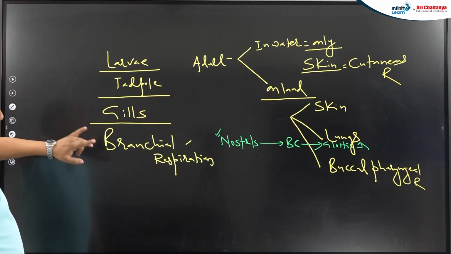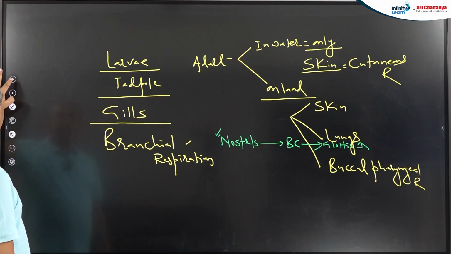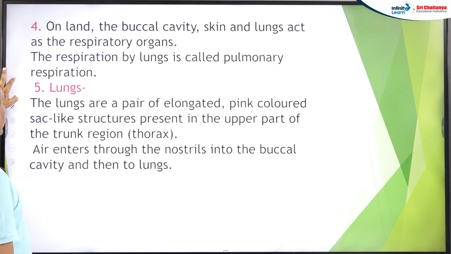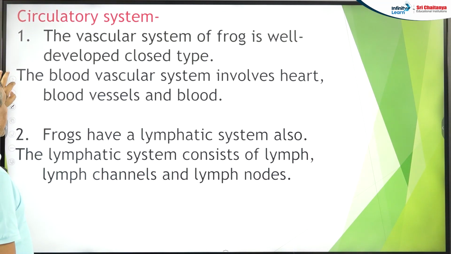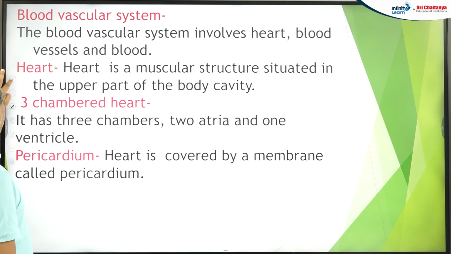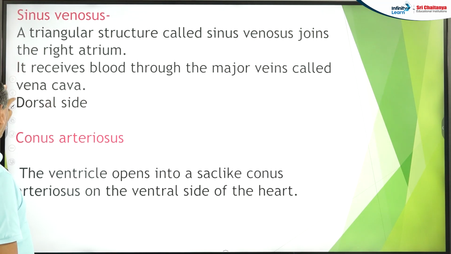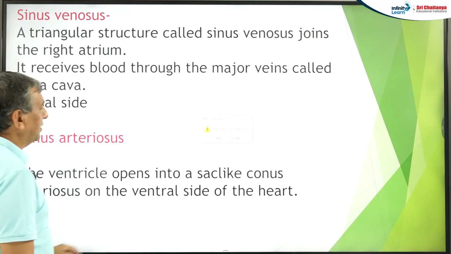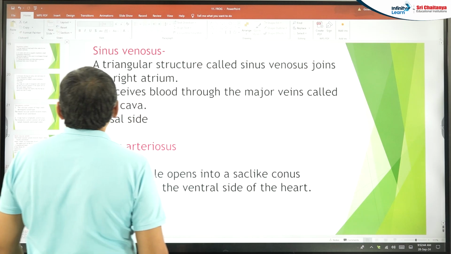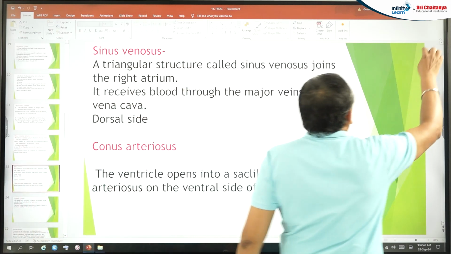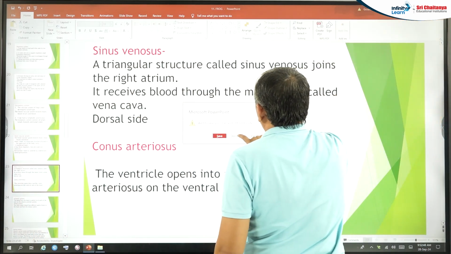First it will go into the buccal cavity, then it is moving into the lungs. So this is about the respiratory system that you have to remember. Now very interesting, coming on the circulatory system in frog, I want to say one thing. Wait for 1 minute only. I will say one point that we have to remember related with the circulatory system in frog.